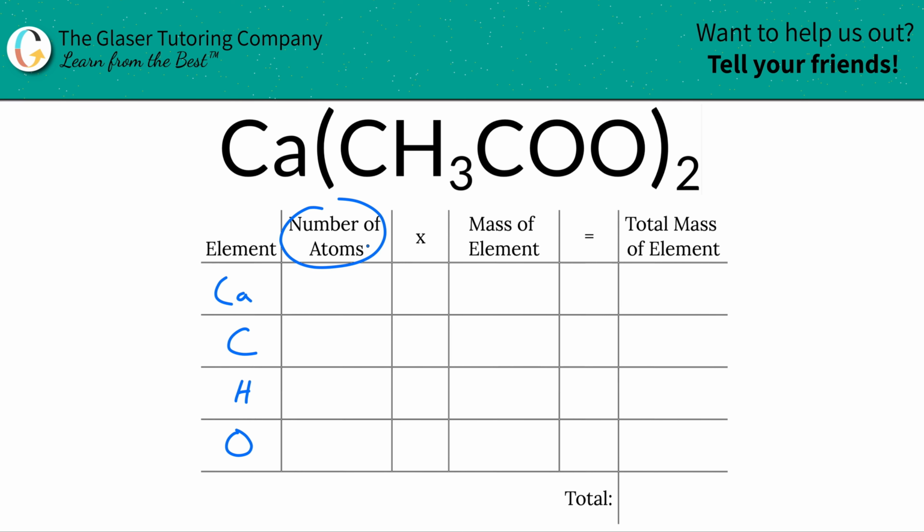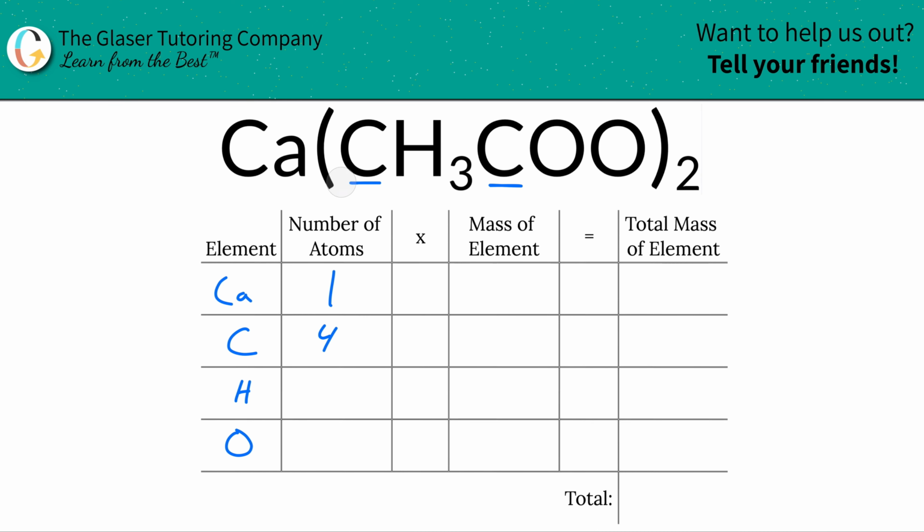Next is the number of atoms. Now we're going to take into account the number of atoms that we have of each particular element. For calcium, there's only a subscript of 1, which means there's one calcium atom. Now carbon, you just have to be careful here. Inside of the acetate anion, there are two carbons, one carbon there and one carbon here, so that would be a total of 2 if you had only one acetate. But you have 2 of them, so you would have a total of 4 carbons. In each acetate you have 2 carbons, and you have 2 acetates, so 2 times 2 is 4.